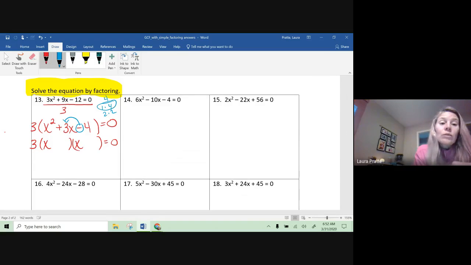So 4 minus 1 would give us the 3, right? So I have a 4 and a 1. The subtraction means the signs are different, so the bigger number gets the positive. 4 will be positive, 1 will be negative.